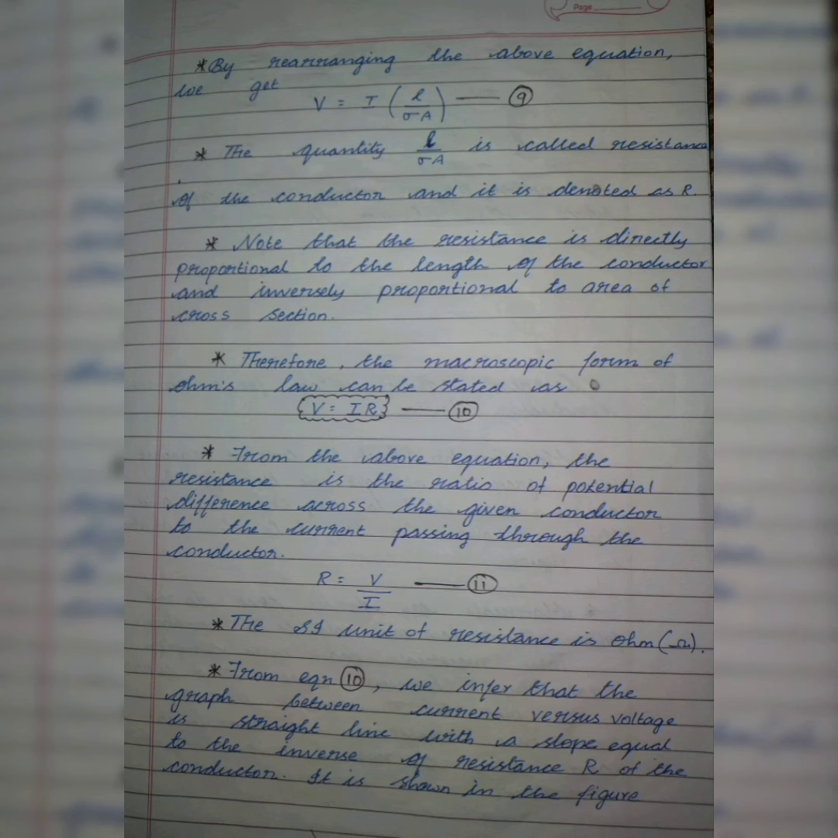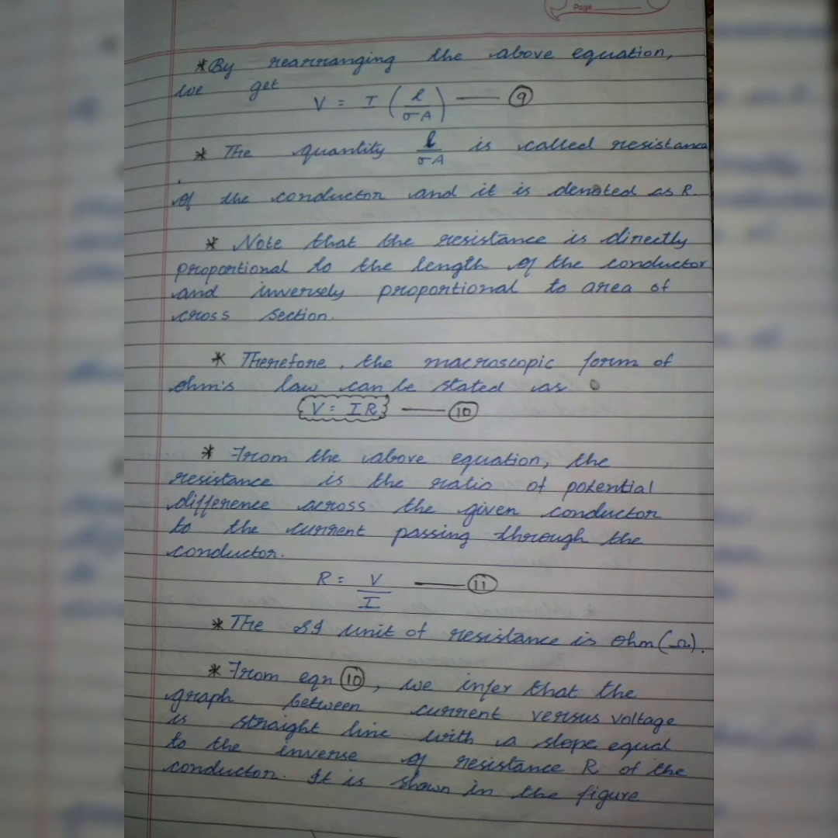Now from this equation, the quantity L divided by sigma A is called the resistance of the conductor, and it is denoted as capital R. Note that the resistance is directly proportional to the length of the conductor and inversely proportional to the area of cross section.